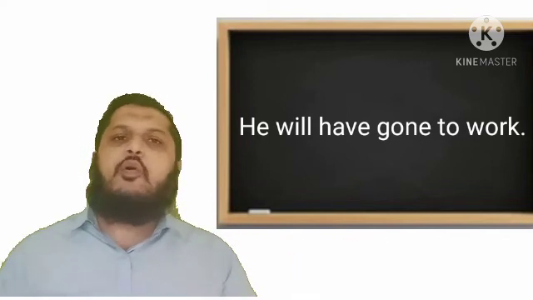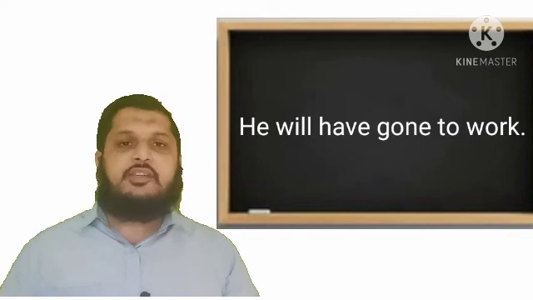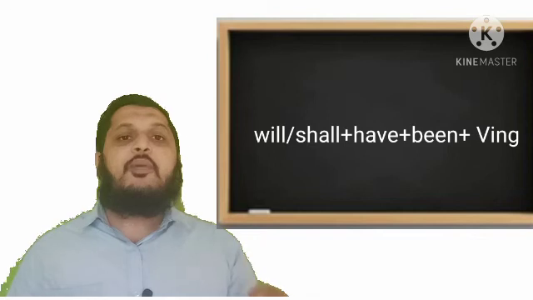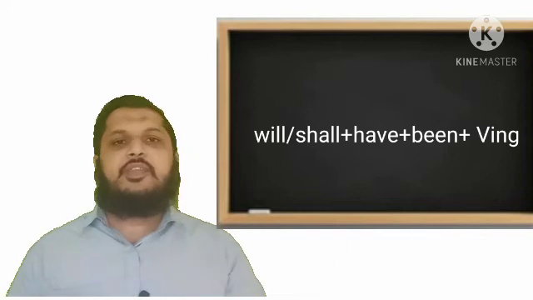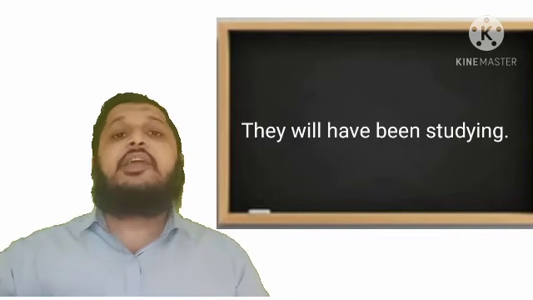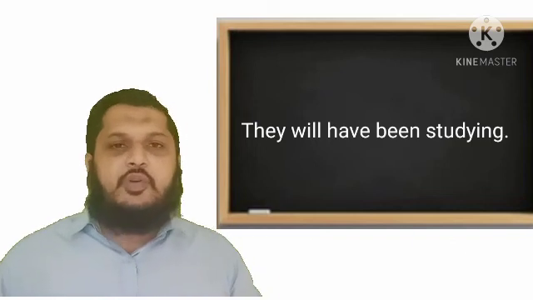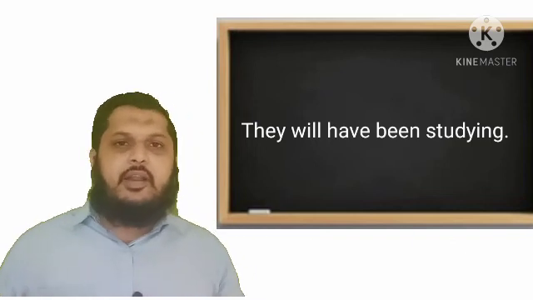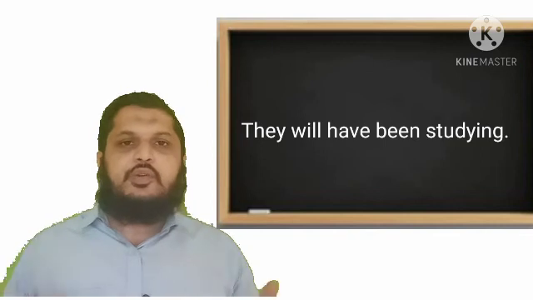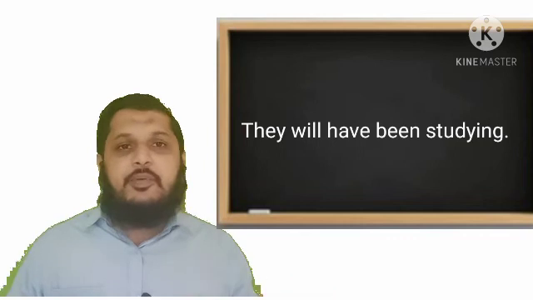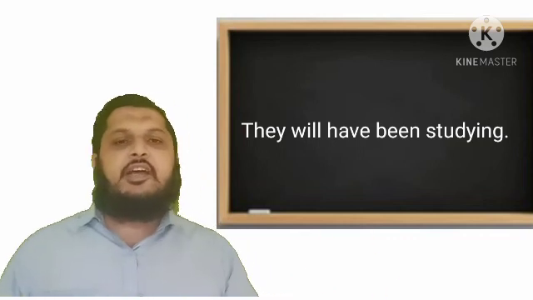Now we have one more tense form, future perfect continuous. The form of the verb is will or shall plus have plus been plus ing. They will have been studying, they will have been planning. This tense form is rarely used, so you need to learn the form of the verb, that is will or shall plus have plus been plus ing.